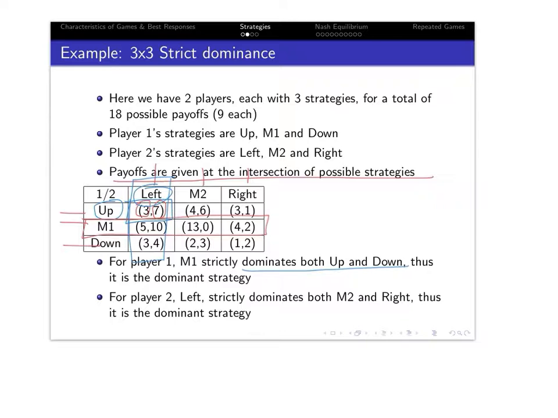If player 1 is instead going M1, player 2 can get 10, 0, or 2. Clearly 10 is the best. And then finally player 2 can get 4, 3, or 2, given that player 1 is playing down, and clearly 4 is the highest there. So left is player 2's strictly dominant strategy. This kind of reasoning, where you lock in one player's action and then fool around with the other player to see what their optimal response is, is how you solve these so-called table games.